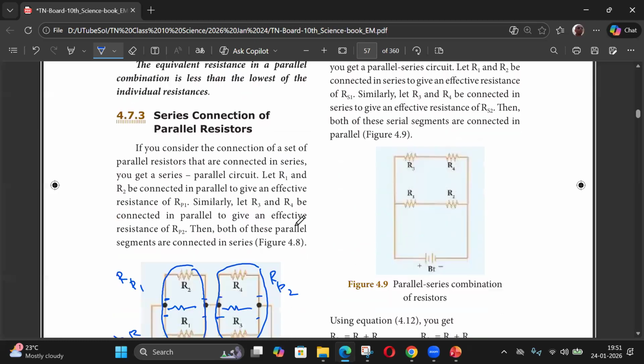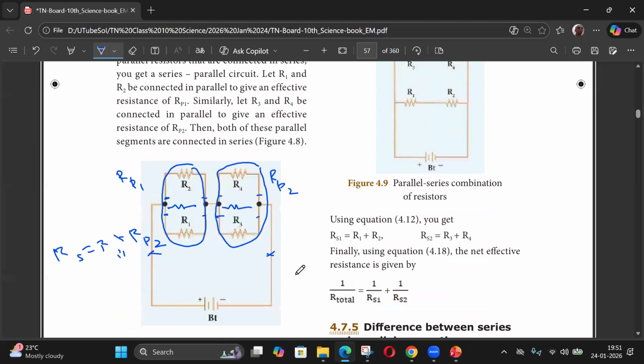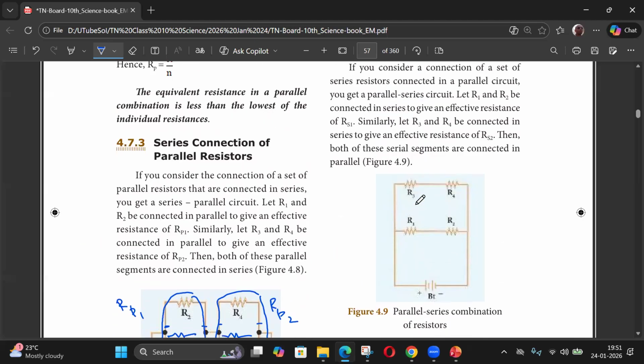Okay, so this I can complicate further. Instead of having two, I can have a third one here, R5. That means RP2 is 1 by R3 plus 1 by R4 plus 1 by R5.